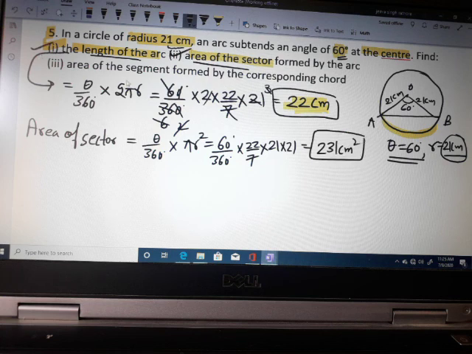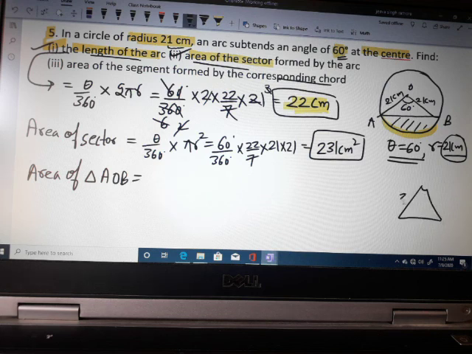Next you have to find out the area of the segment of the corresponding chord. To find the area of this segment, first of all you have to find the area of this triangle. How will you find the area of the triangle? Already you know the formula. Area of triangle AOB. Already I explained in the lecture. This was given 21, this was given 21. This was the angle between these two, this and this, given by theta.